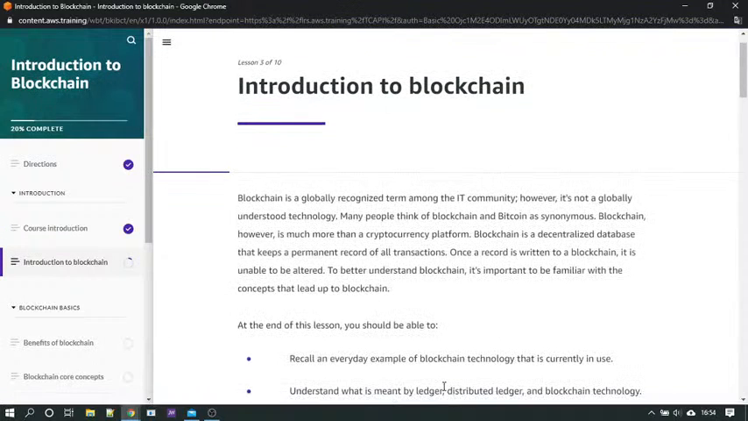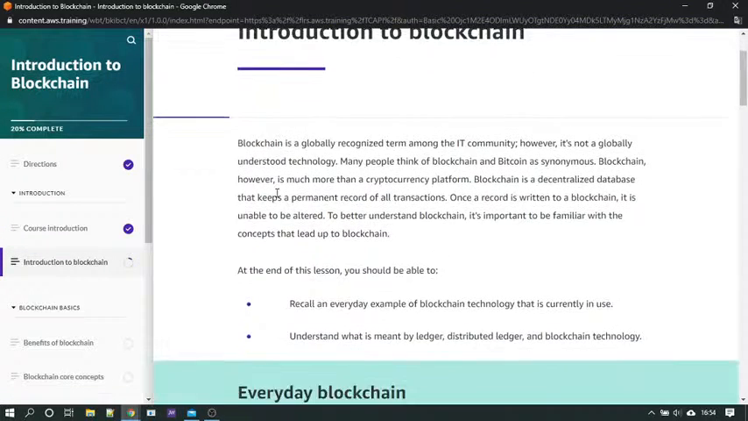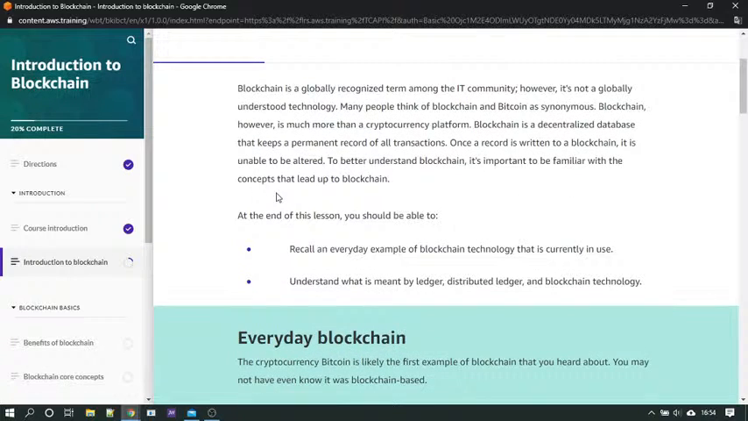Lesson 3, Introduction to Blockchain. Blockchain is a globally recognized term among the IT community. However, it's not a globally understood technology. Many people think of blockchain and Bitcoin as synonymous. Blockchain, however, is much more than a cryptocurrency platform. Blockchain is a decentralized database that keeps a permanent record of all transactions. Once a record is written to a blockchain, it is unable to be altered.